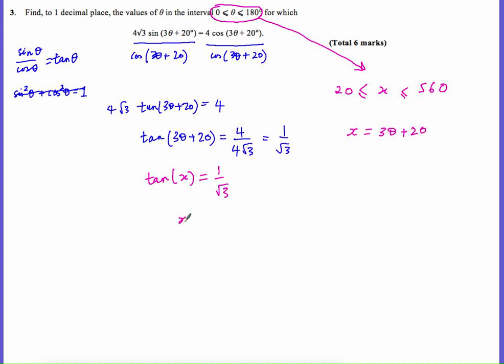Stick that on my calculator, inverse tan. First thing the calculator will tell you is 30. Now, we know that the calculator only gives us the first value. So you need to think about what tan looks like. I need to look between 20 and 560. I know that tan doesn't exist at 90, it doesn't exist at 270, etc., etc. It keeps going, it crosses at 180. So tan, oh dear, comes up here.